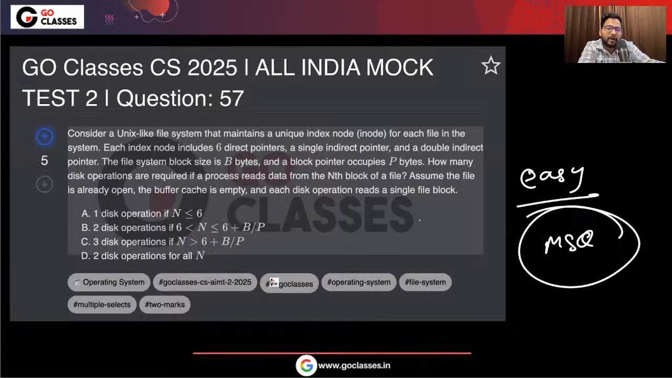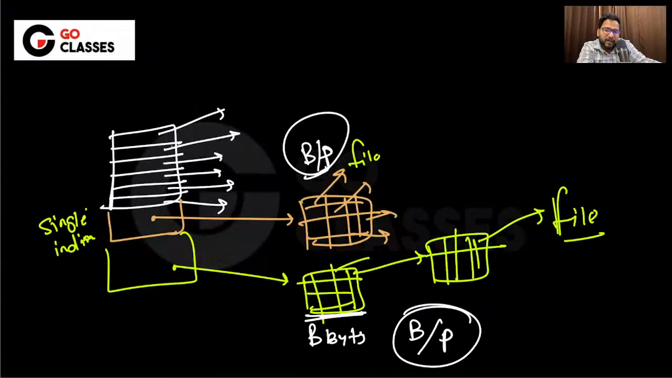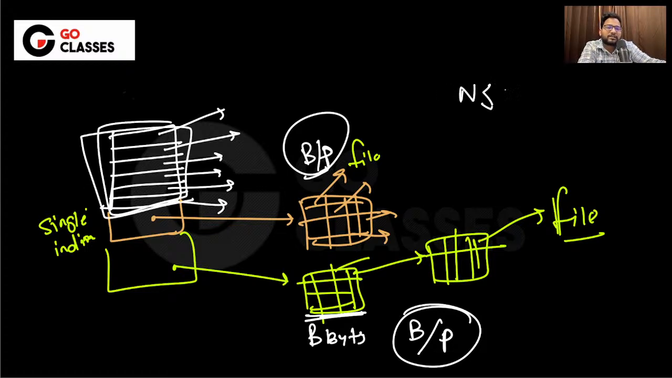Now what is being asked is, assume that the file is already open, and the buffer is empty; how many disk operations are needed? They are asking how many disk operations are required to read the data from the nth block of the file. Okay, so see, if you are just reading the first file, I mean, if it is among the first 6 files, if n is less than or equal to 6, then just one read. Is this okay to everyone? If n is just less than or equal to 6, that is easy to understand, right?